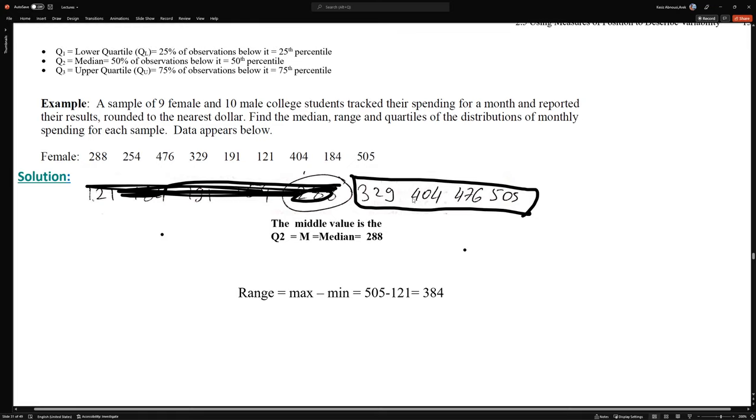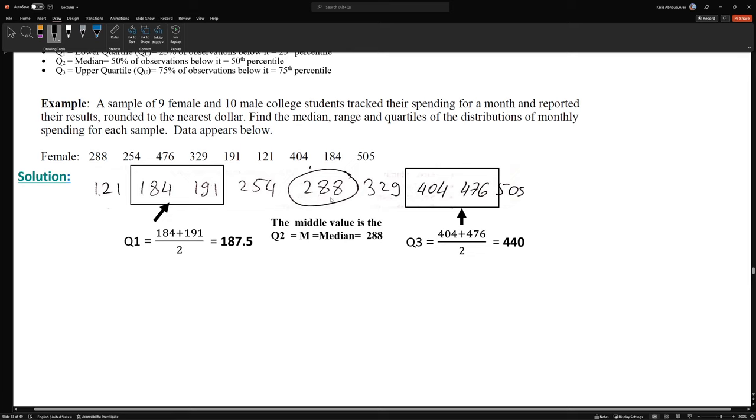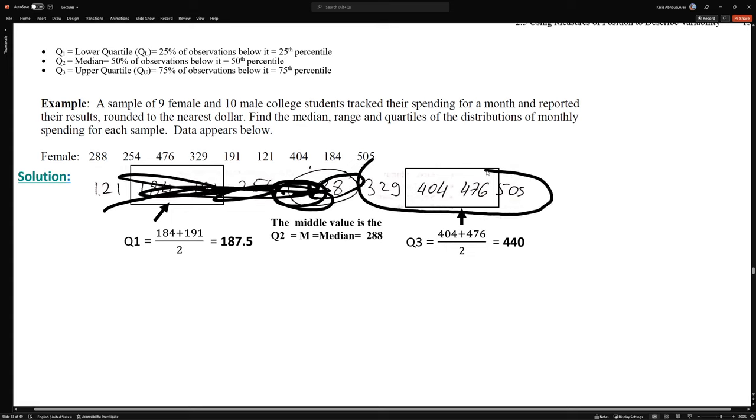Again, the upper half has an even number of observations, right? 1, 2, 3, 4. That's why there is no middle number. It means that we have to take the average of the two middle numbers. So we have to find the average of these two numbers, this is quartile 3. You can pause the video and calculate it, but I did this just to be sure. As I said over here, we want the upper half of the data without the median, so again we ignore this. This is the upper half of the data, and we want its median, and the median is the average of the two numbers.